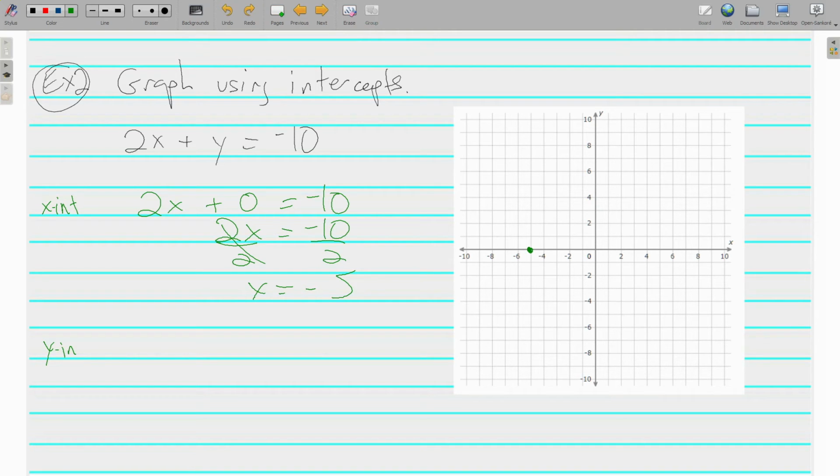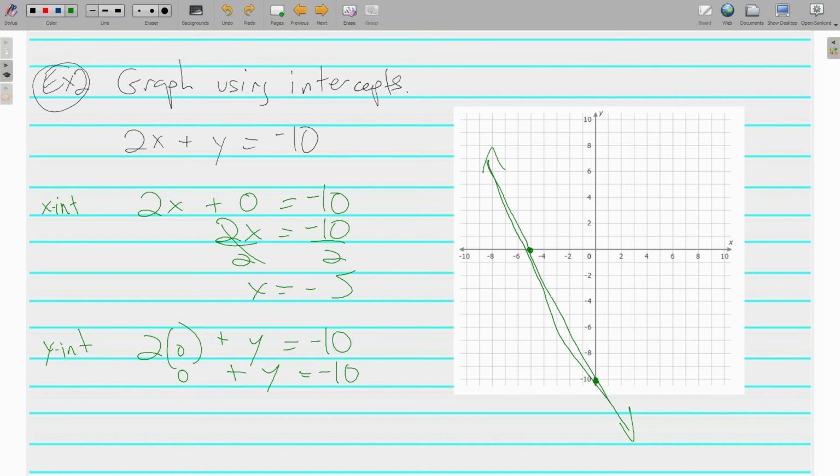For the y-intercept, 0 in for x: 2 times 0 is 0, plus y is equal to negative 10. So basically y is equal to negative 10. That's the y-intercept. Now, again, this line should be straight. If I can draw it a little better. Yeah, that was terrible. Whatever.